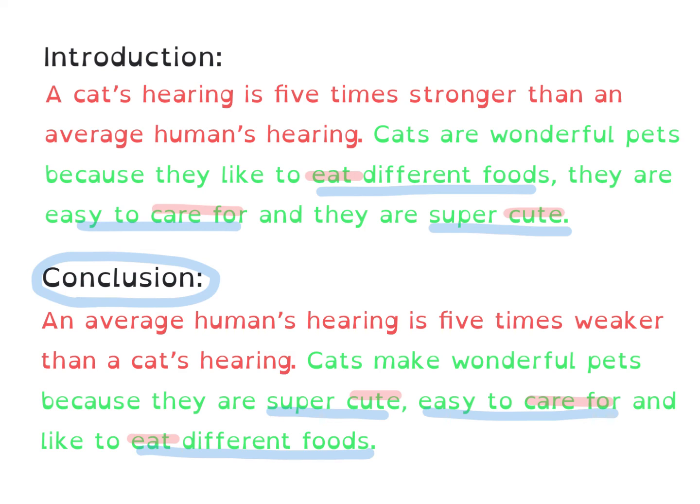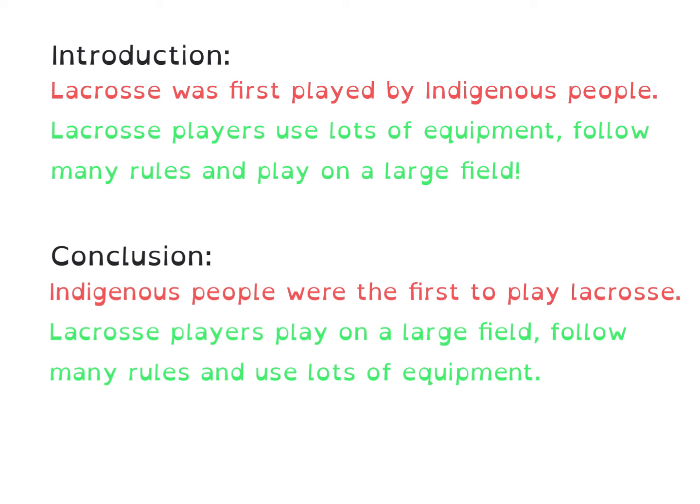Here's another example. Here's the example for a sport from the last video. In our introduction, this was our lead sentence. Lacrosse was first played by indigenous people. Now, in the conclusion, we have the same information, we just restate it differently. Indigenous people were the first to play lacrosse. The green sentence on the top is our thesis. Lacrosse players use lots of equipment, follow many rules, and play on a large field.